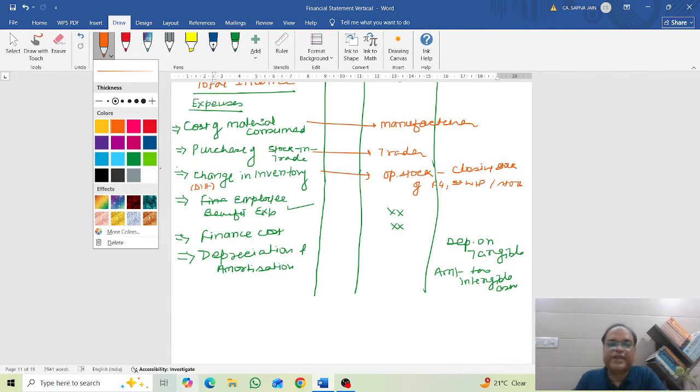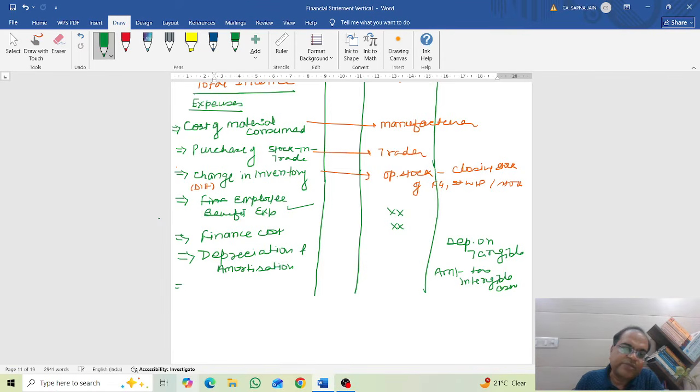Number 5th is the finance cost. Finance cost means interest paid on loan, interest paid on debenture, as well as expenses incurred for arranging the fund, which is part of the finance cost. Number 6 is the depreciation and amortization, and the last item, the 7th item, is the other expenses.